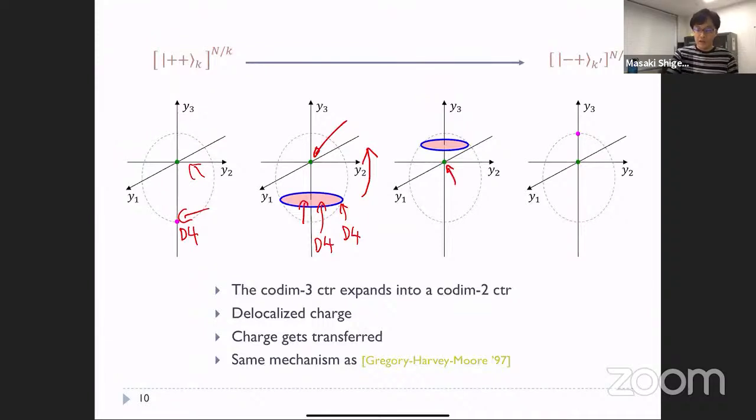And finally, if you move this thing all the way to the North Pole, then you end up with this state. And you now have a different charge from the charge you started from. So you started with k maybe, but you now have minus k prime or something.